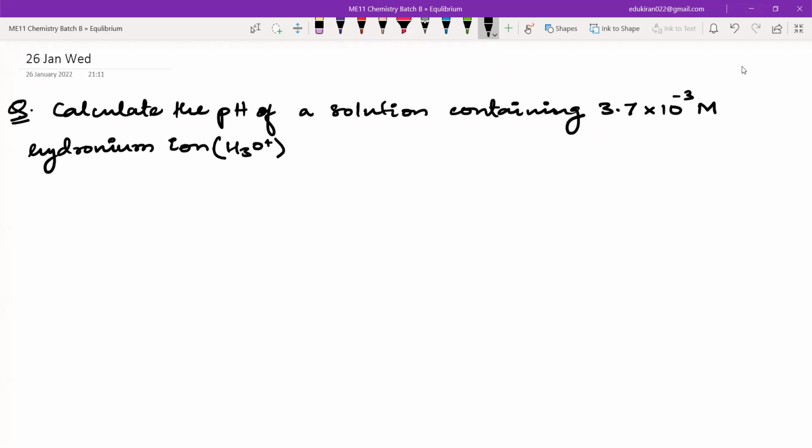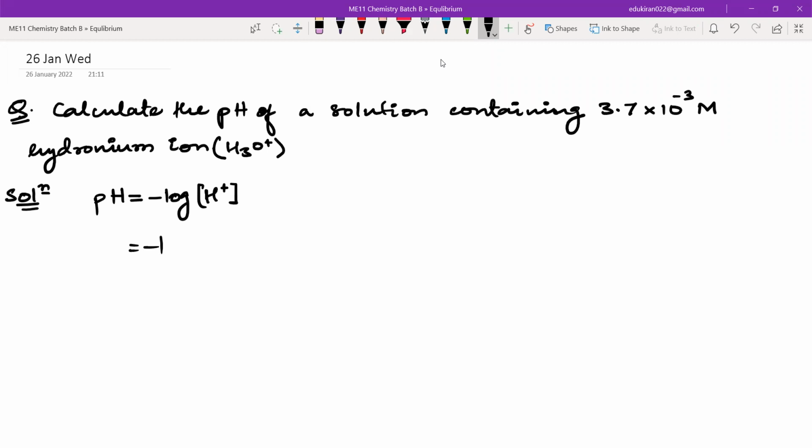So they have directly asked the pH and they have given us the concentration. So the pH of a solution is equal to how much? pH is equal to minus log of the concentration of H3O plus, or we can just write H plus ions. Okay, any problem till here, guys? No, sir. No problem, right?